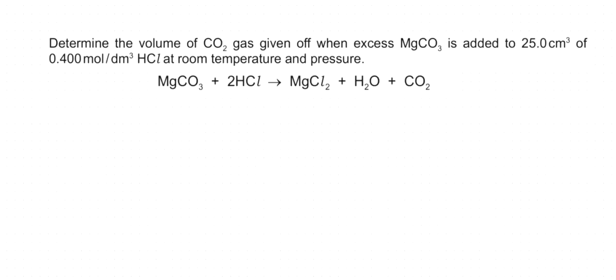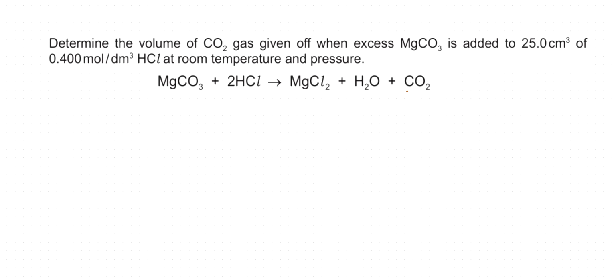The last example that we'll be looking at in today's video goes thus. Determine the volume of carbon dioxide gas given when excess magnesium carbonate is added to 25 centimeter cube of 0.4 mole per decimeter cube of hydrochloric acid at room temperature and pressure. As usual, we're meant to calculate the volume of carbon dioxide.